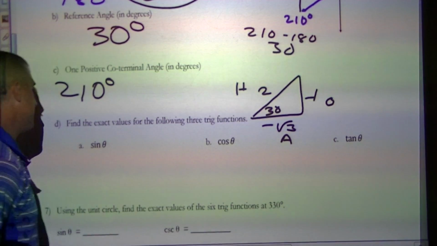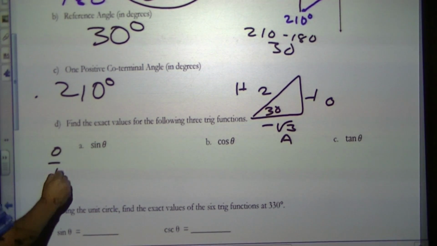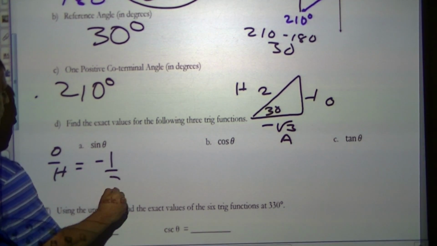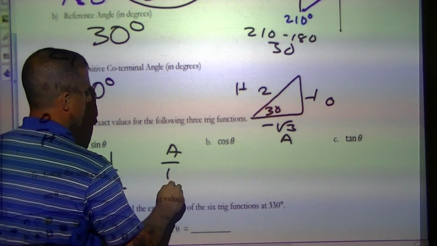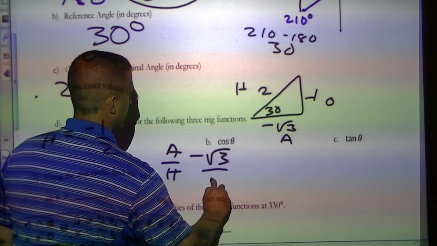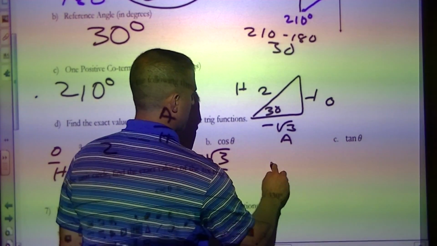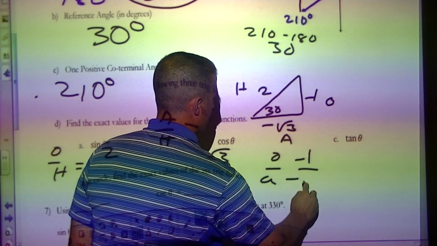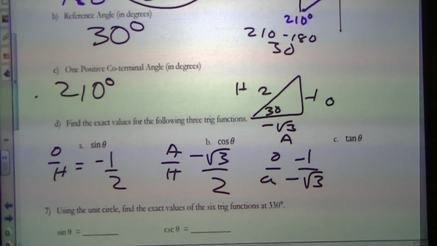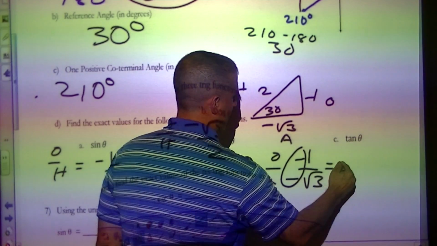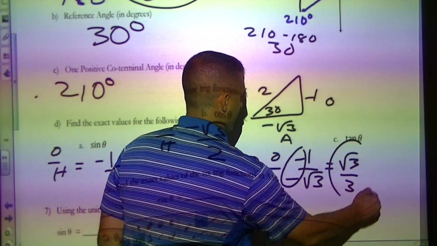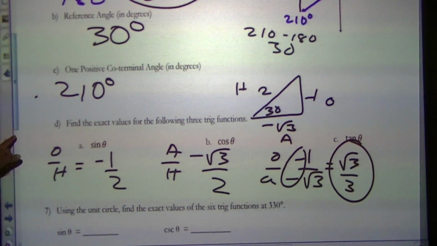All right? Sine. Sine is O over H. So that's negative 1 over 2. Okay? Cosine is A over H, which is negative square root of 3 over 2. And tangent would be O over A, which is negative 1 over negative square root of 3. Now, what that's going to do, those are going to turn into a positive. So basically, I got square root of 3 over 3 from a rationalization standpoint.